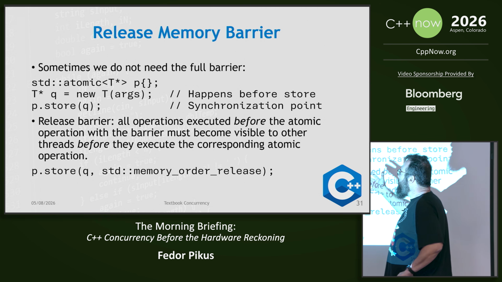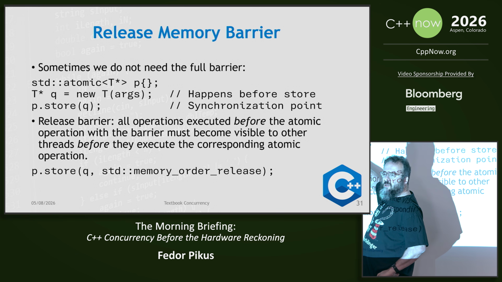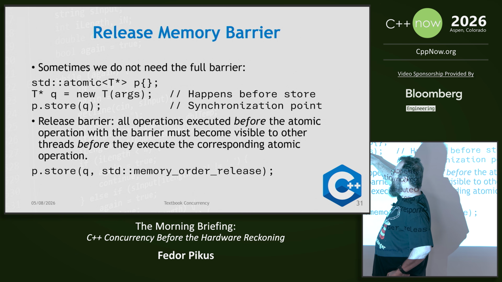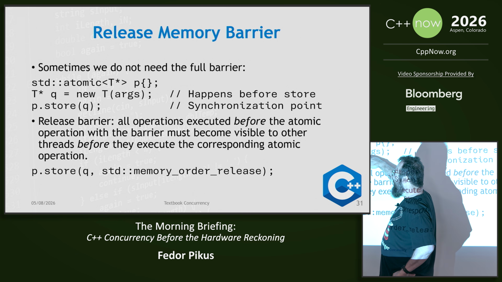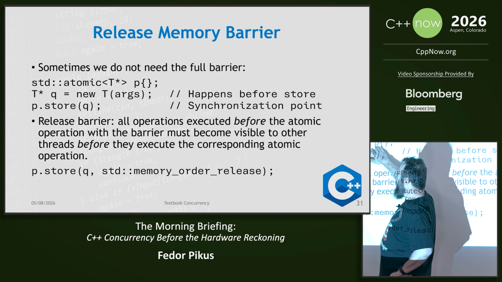So again, the same issue. What guarantees that, so construction did some memory initialization, there were some writes here. How do we guarantee that these writes become visible by the time you read from P?